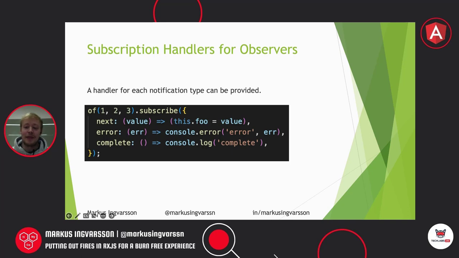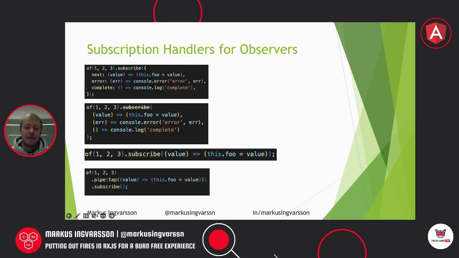In this example, we create an observable with the of function, which will return the three numbers 1, 2, 3, sequentially, immediately after one another. So in this case, the variable foo will first be updated to 1, then 2, then 3. And after this, the observable will send a complete notification. We will log the string complete in the console, and the observable will complete and won't emit any more values.